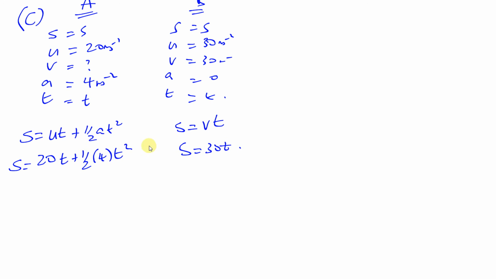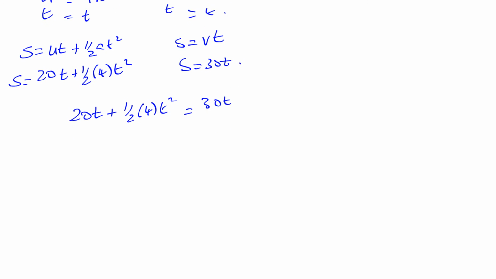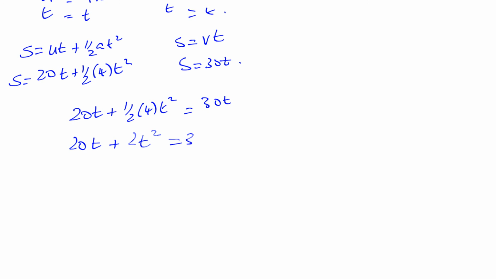Now these have to be equal to each other. When A overtakes B, they will have covered the same distance. So we can make these two equal to each other and we'll have an equation. So you say 20t plus a half times 4t squared is equal to 30t. If we now solve this equation, a half times 4 is 2, so 20t plus 2t squared equals 30t.